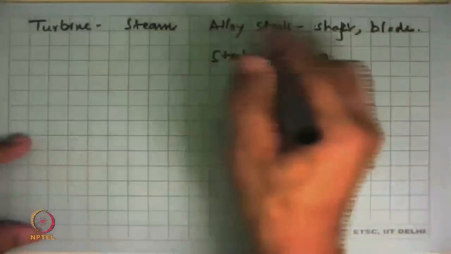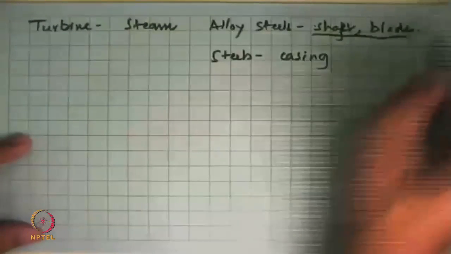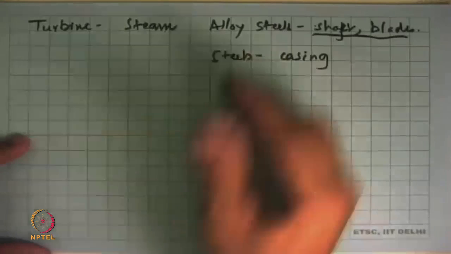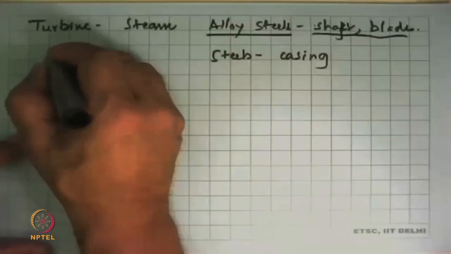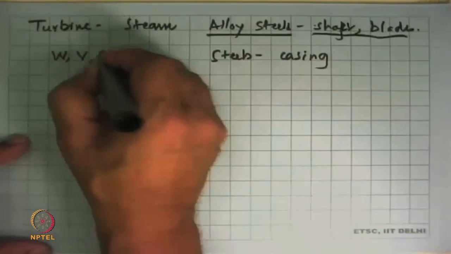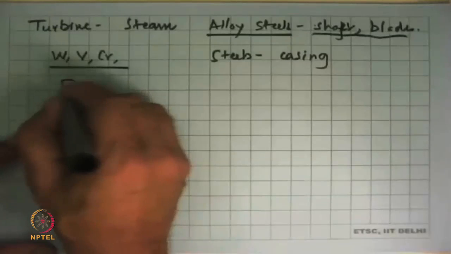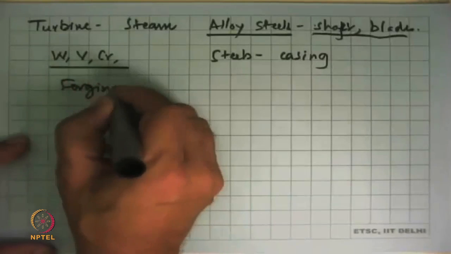The real high-tech part are these rotating parts, because they are not just at high temperature, but they are also rotating, they are transmitting torque, and if you have a lot of blades on it, they would also be vibrating. So these are alloy steels. Typically there will be tungsten, vanadium, chromium alloys, and almost all of these are made by forging.